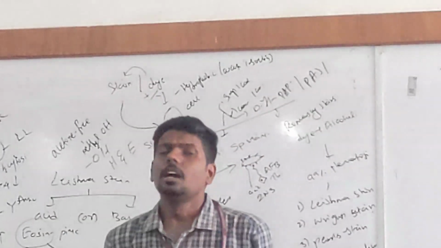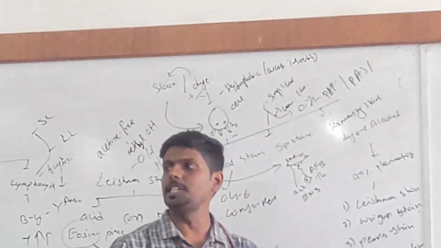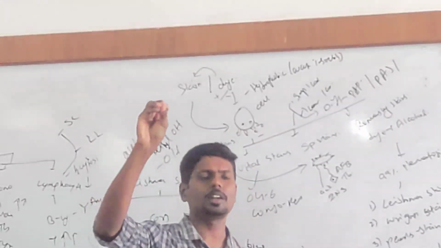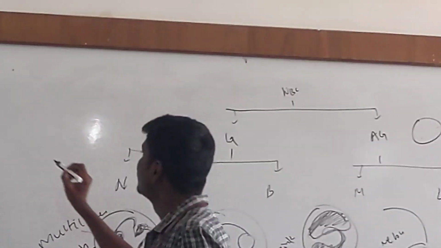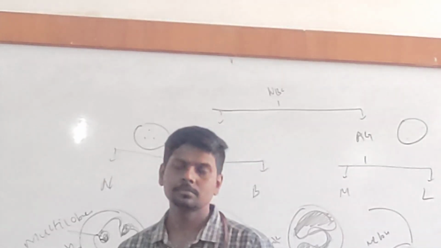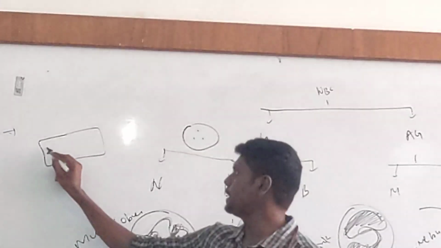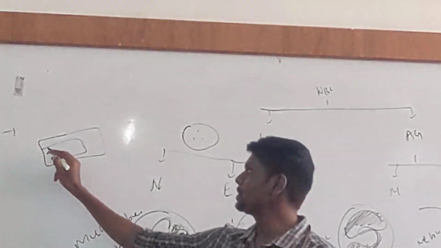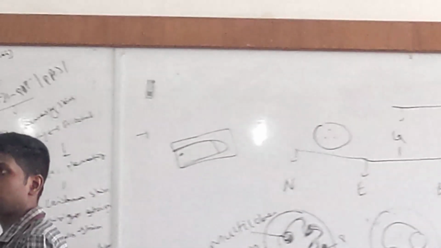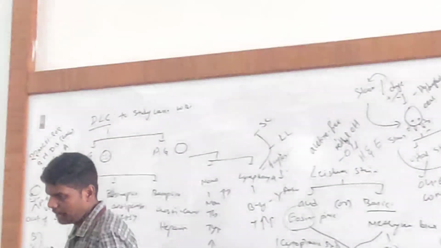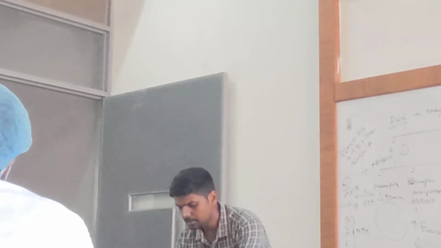Now, let us understand the procedure of Leishman staining. The procedure has only 5 steps. Write down the procedure of Leishman staining. First of all, you will make a smear. Obviously, a blood smear. What is the shape of the smear? A thumb-shaped smear. After making a smear, you should do the following things.